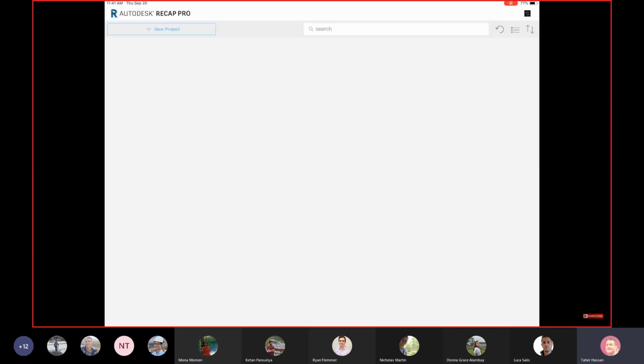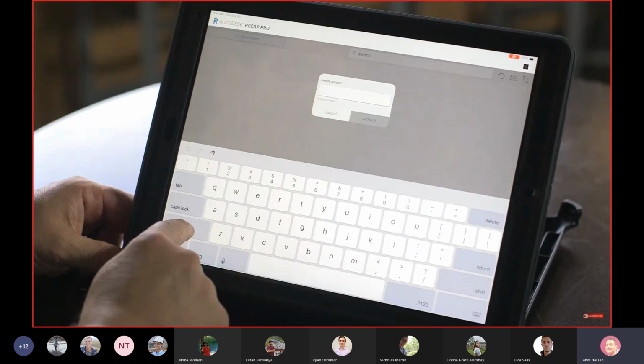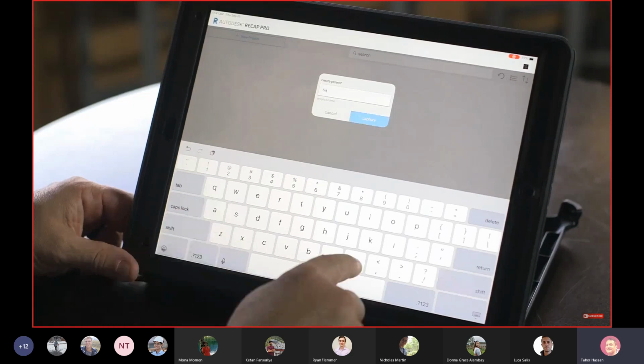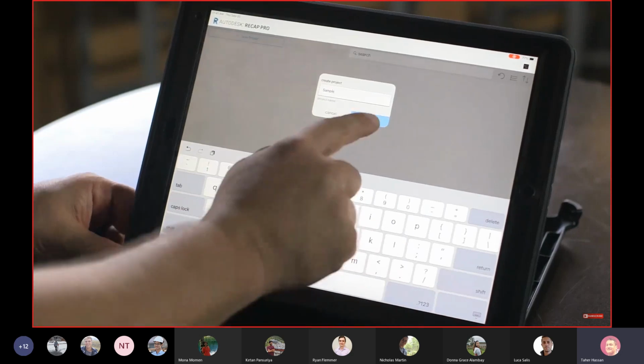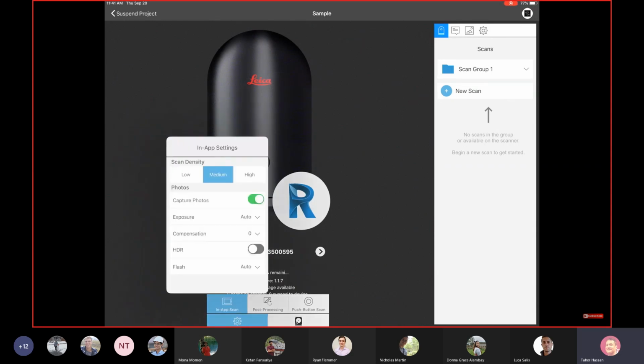First thing we need to do is come in here and I'm going to choose New Project. Under New Project, I'm going to simply give it a name, and we'll give it the name Sample. I'm going to hit Capture. Now this is going to take me into the screen where I have control over the scanner. Before we do, I want to go in and make sure that some of our settings are set up correctly. Down here at the bottom, I'm going to hit Settings, and I'm going to use In-App Settings.